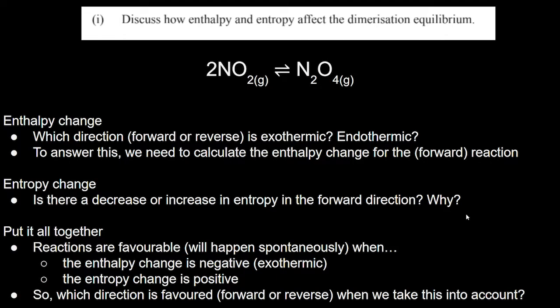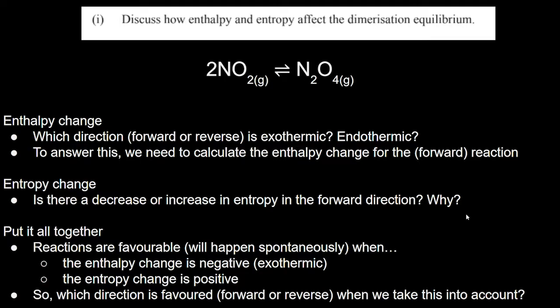So what is the question? The question is to discuss how enthalpy and entropy affect the dimerization equilibrium, so the reaction between nitrogen dioxide in equilibrium with dinitrogen tetroxide. If we need to discuss how enthalpy and entropy affect the equilibrium, we need to break it down a little bit. So the things we need to answer are, with enthalpy, which direction is exothermic? Is it the forward or the reverse reaction?